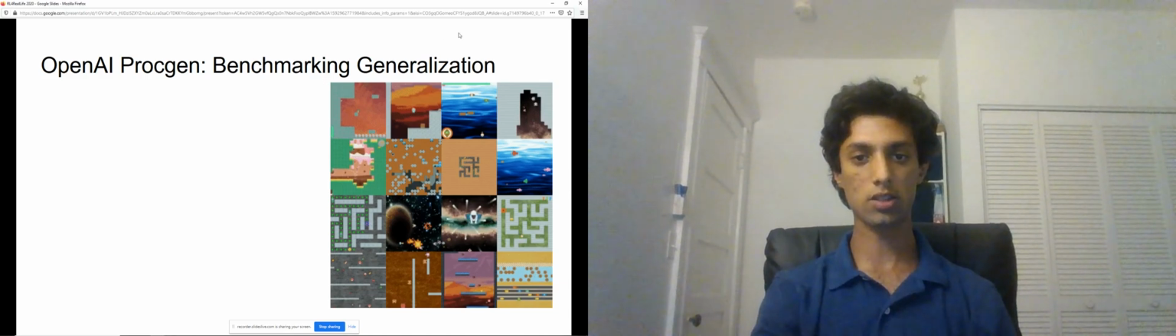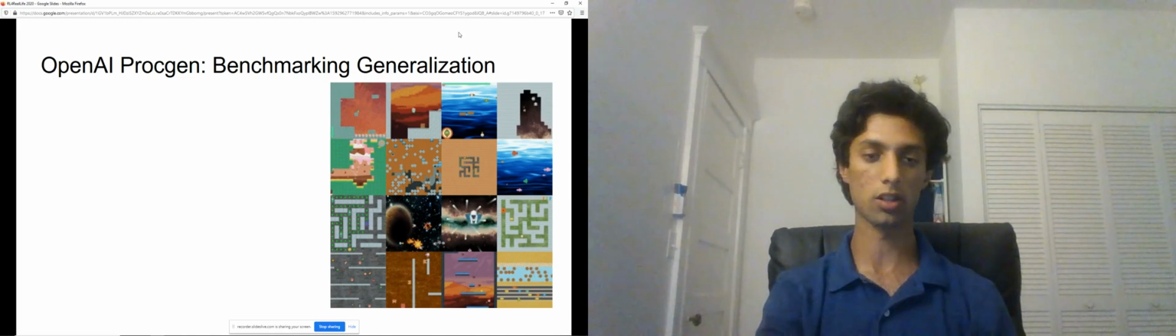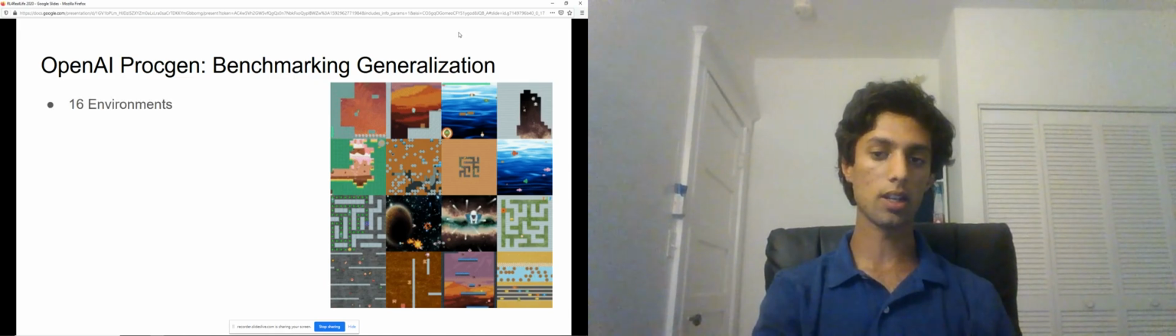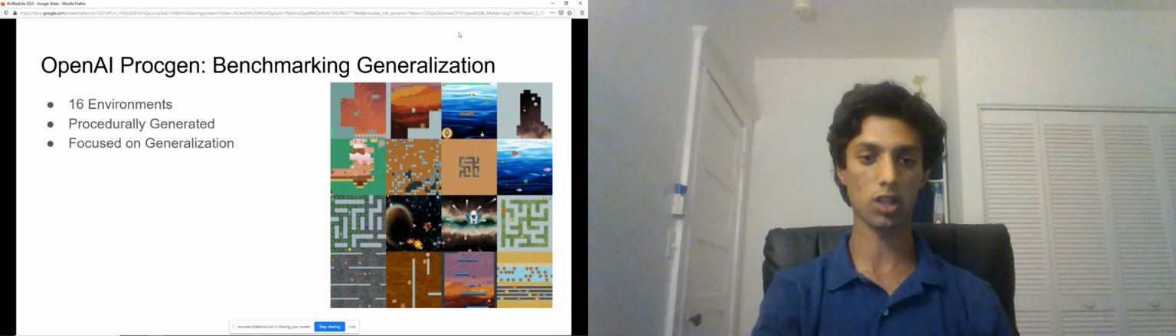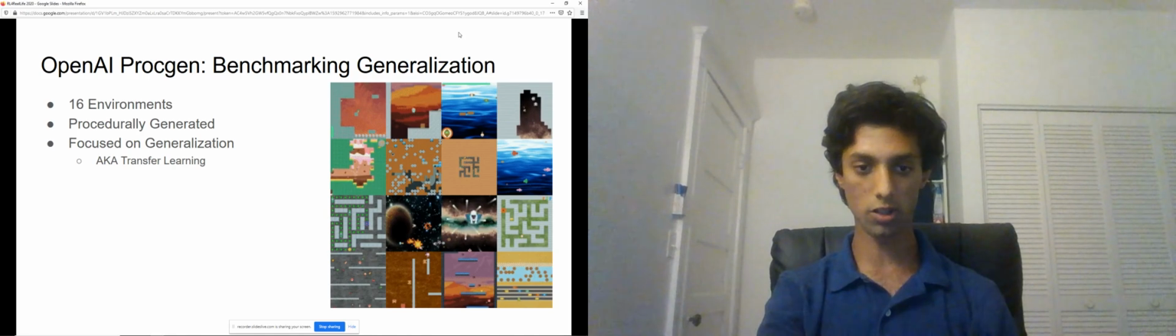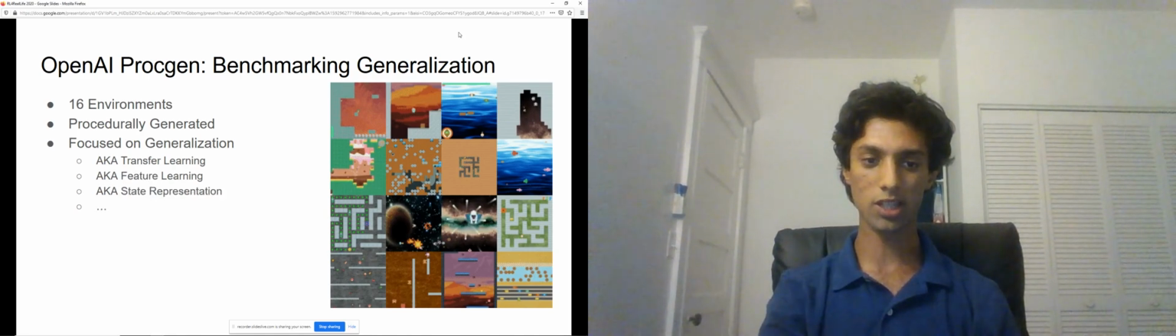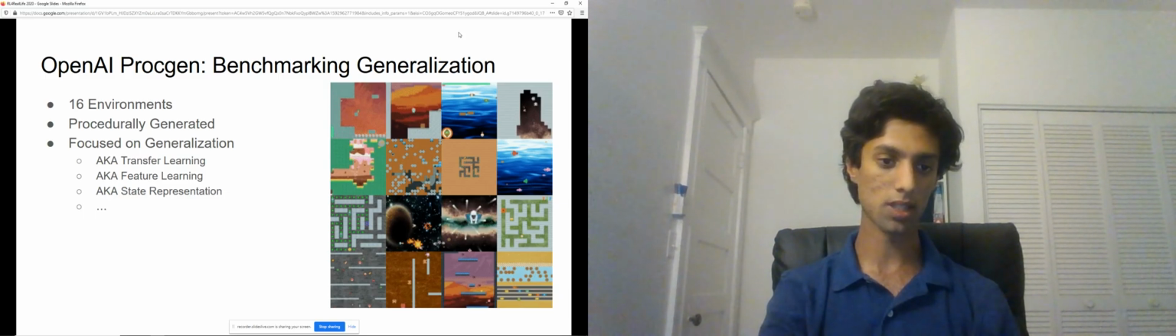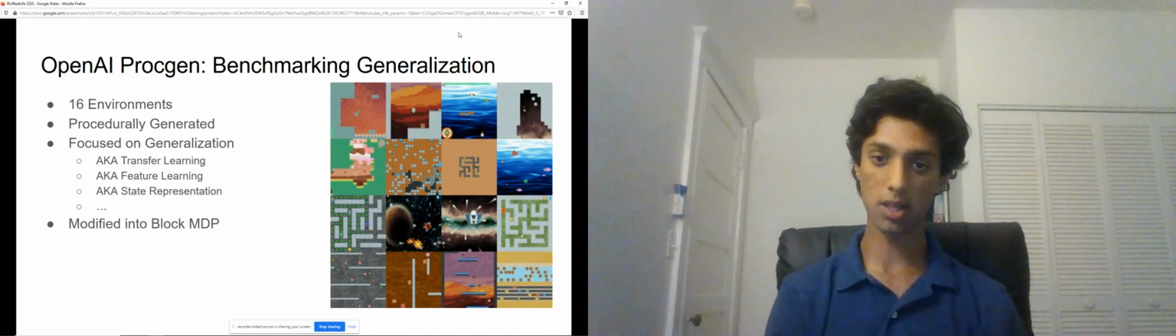Now, OpenAI has released a set of environments called ProcGen, which is supposed to benchmark generalization in artificial intelligence. It contains 16 different environments. They're procedurally generated and focus on generalization, which is also known as transfer learning, can be known as feature learning, state representation. It goes by many names. Notably, for these experiments, we've modified them into block MDPs.